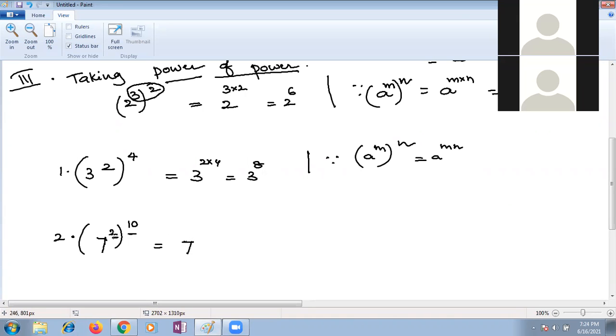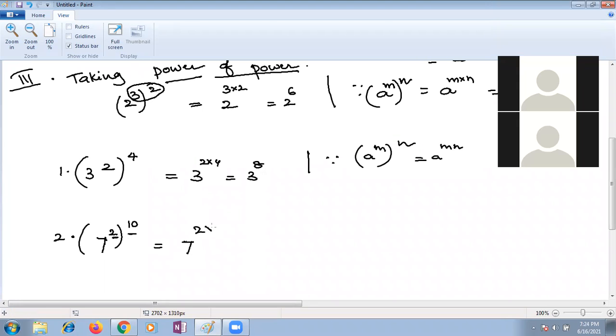No. What are exponents here? Exponents, no, exponents. What are exponents? 2 and 10. Ma'am, it's 2 and 10. So, shall I multiply 2 and 10? Yes, ma'am. So, what is the value? 2 multiplied with 10? 20, ma'am. 7 raised to 20.